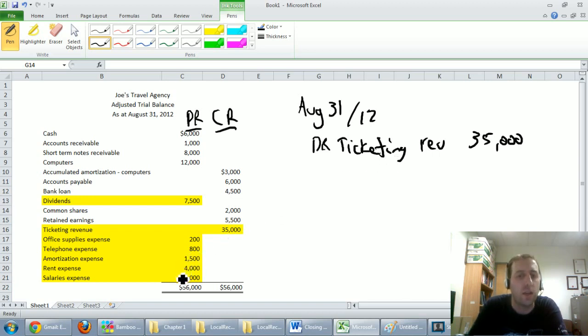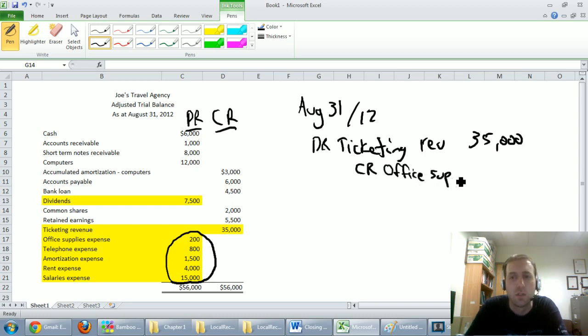I'd also like to make all of these expenses go to zero. Now, all the expenses are sitting there in their nice debit balances. To make them go to zero, I'm going to have to credit them. So let's credit all of our expenses and make them go to zero. So I'm going to credit my office supplies expense. I'm going to use lots of abbreviations here. Credit office supplies expense for $200.